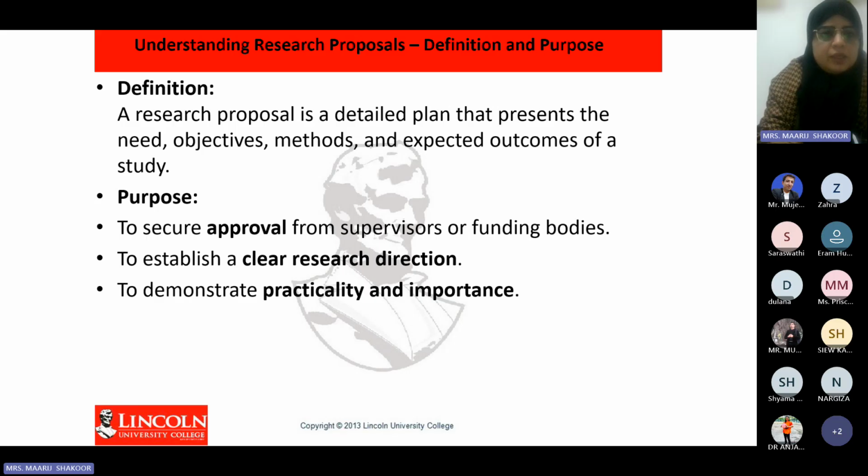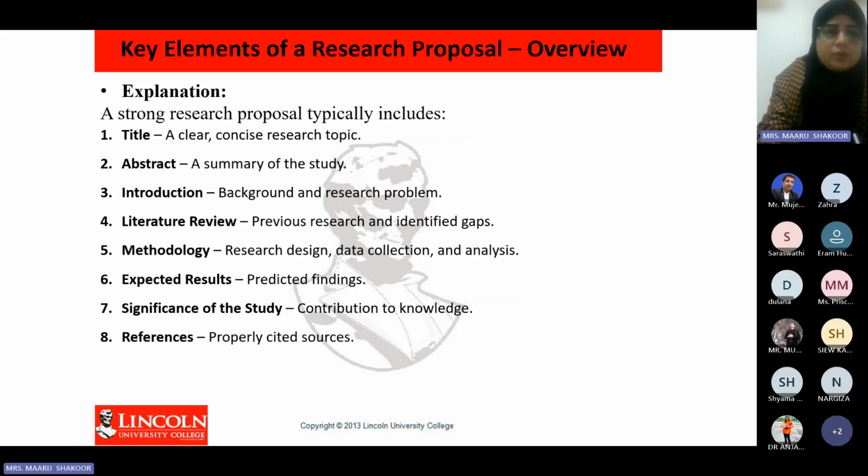Okay. Yes, key elements of a research proposal. These are very, very important elements. A strong research proposal typically includes, number one, the title. It is clear and concise. It should not be a four to five line title where the reader tries to understand what's going on. It should attract you towards your title. Wow, what a title! It means something new is going to happen, which is not even listened to by anyone.